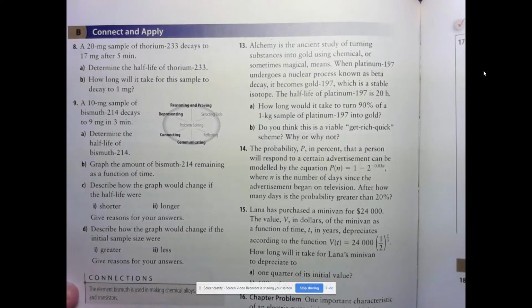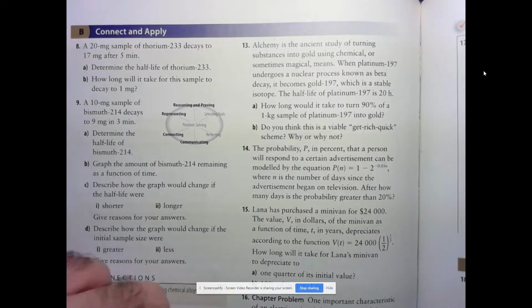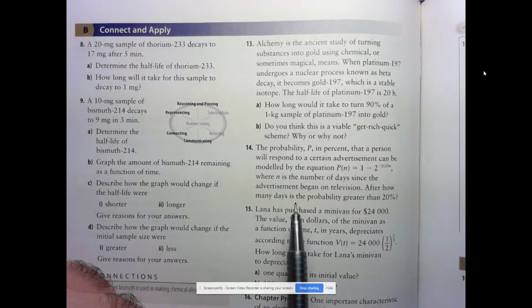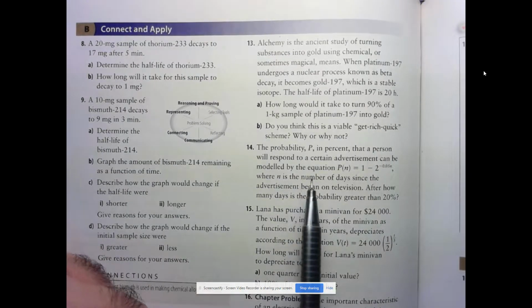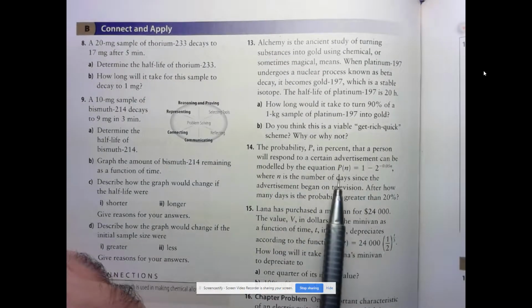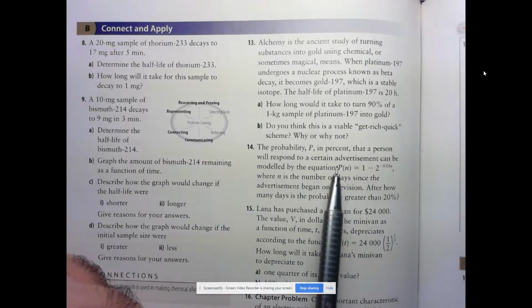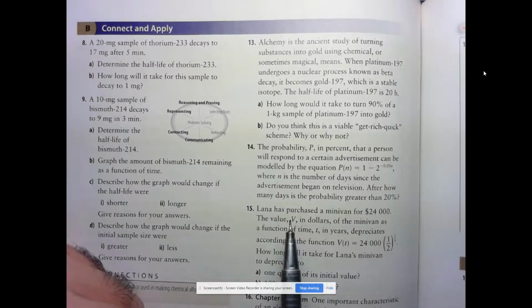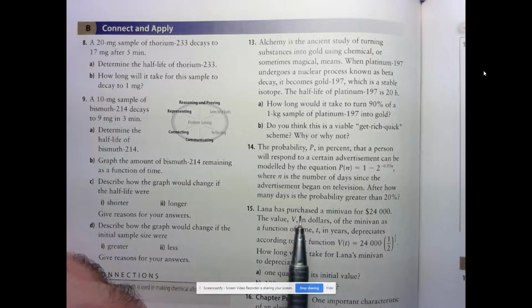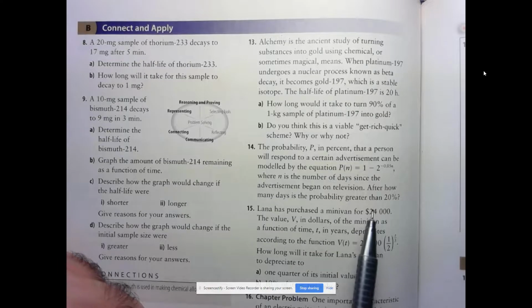Hi folks, we're going to take a look at page 376, number 14. So let's take a look at the question here. They tell us that the probability that a person will read a certain advertisement can be modeled by this equation, where n is in days and p at n represents the percentage. They want us to know after how many days the probability will be greater than 20%. Let's take a look at this question.